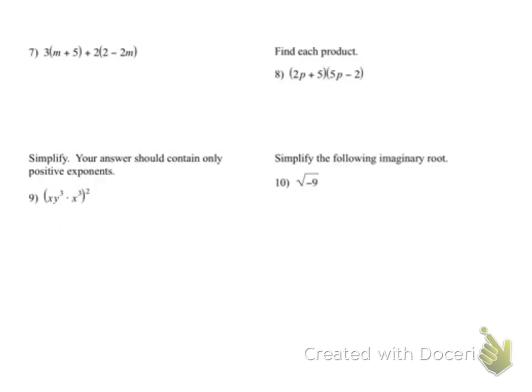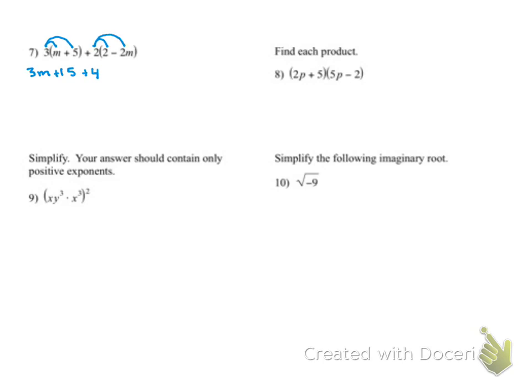All right, number 7 is more of the PEMDAS. So again, start with parentheses. Nothing we can do there. Nothing we can do there. No exponents, so now we do our multiplication. 3 times m is 3m. 3 times 5 is a positive 15. Positive 2 times 2 gives us a positive 4.